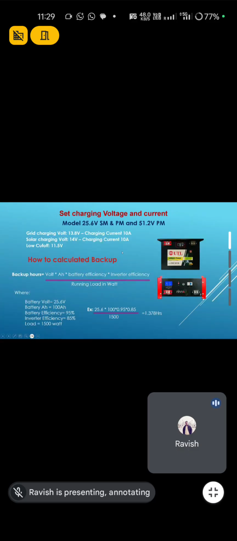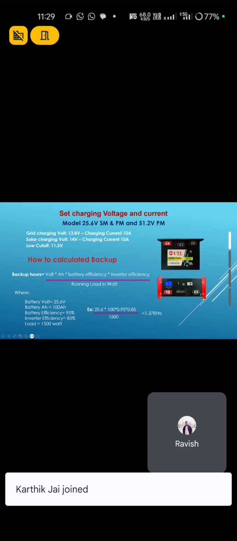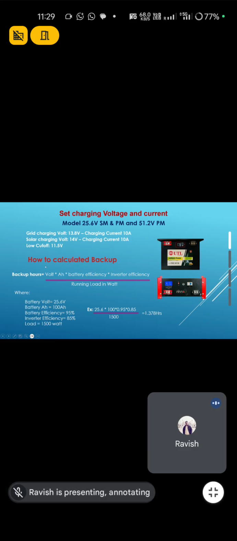Now you can take the screenshot for the setting of the charging voltage and current, for these models only. And how to calculate the backup? If the customer queries our backup issue, then you have to calculate the backup.